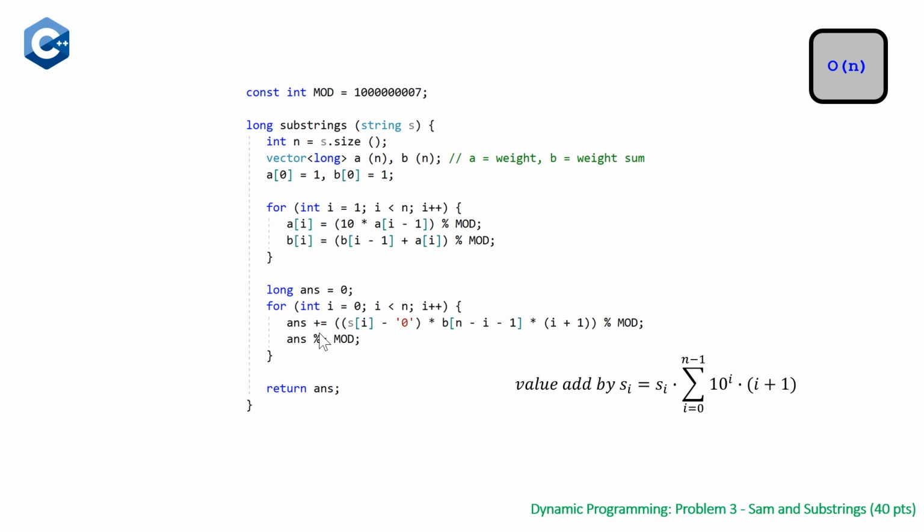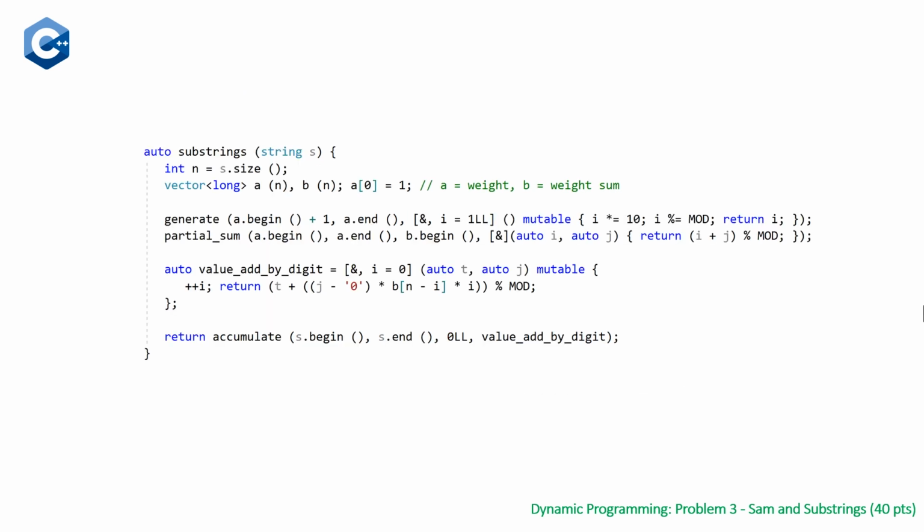And when you see a plus equals inside a for loop with a variable set outside the for loop, you should think accumulate in C++11 and C++14 and reduce in C++17. So on HackerRank, we only have C++14, so we'll be using accumulate here. And let's take a look at what that code looks like.